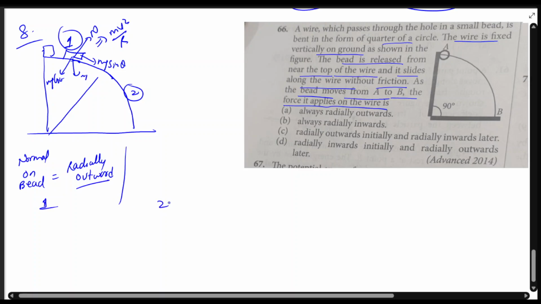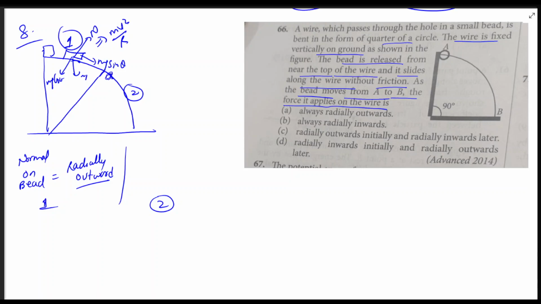In situation one. But in situation two, what will happen if it is losing the contact here, but bead is connected here? So the bead wants to go here, right? It will move like this, or it will move like this. So bead wants to go here, but as this wire will not let it go here, this wire will apply a force in this direction, right? So this time the normal on bead will be radially inwards.